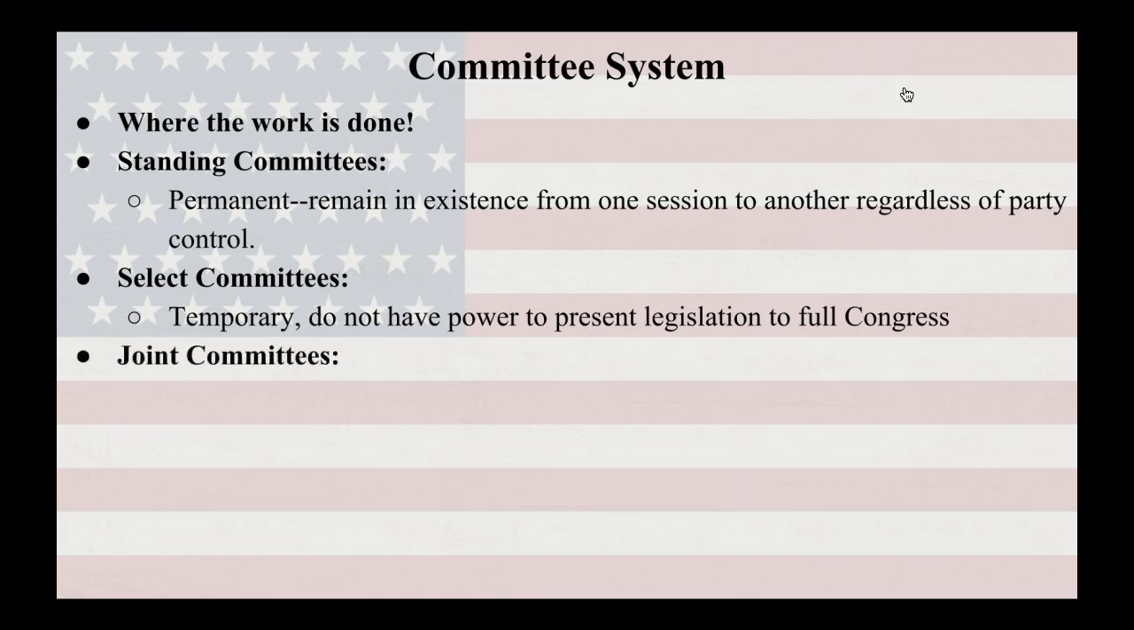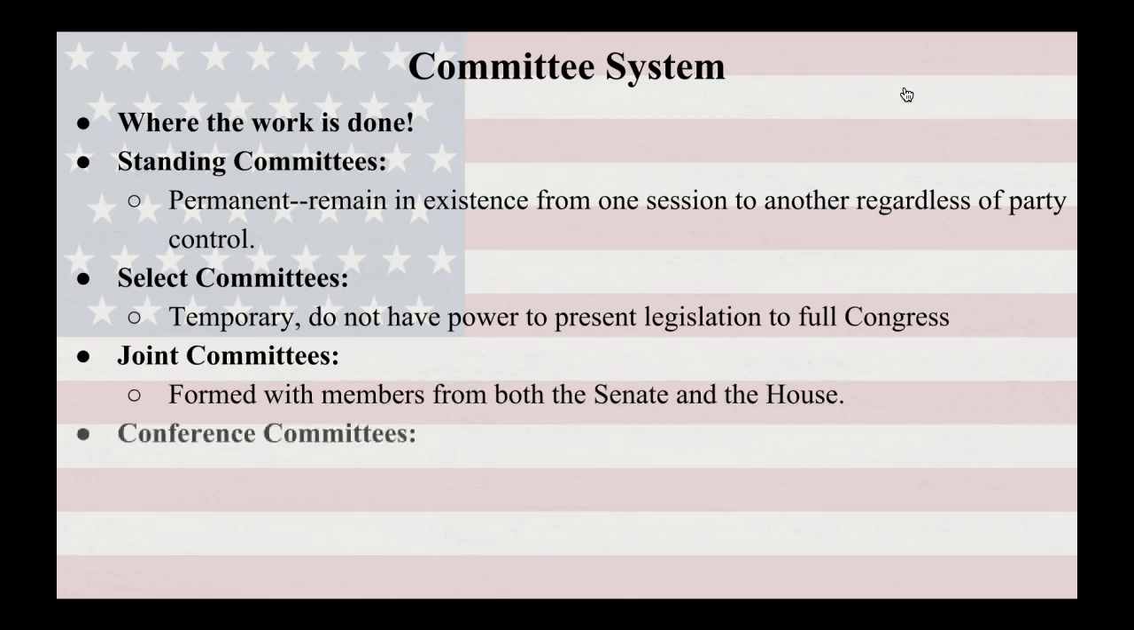The third type of committee is the Joint Committee, and this is formed with members from both the House and the Senate, and there are four such committees. Okay, these are the four joint committees: on economics, taxation, Library of Congress, and printing. They're permanent, but they do not have the power to report legislation.